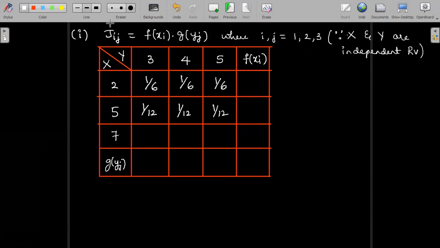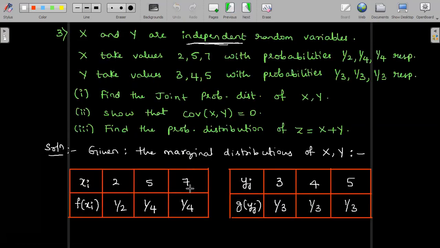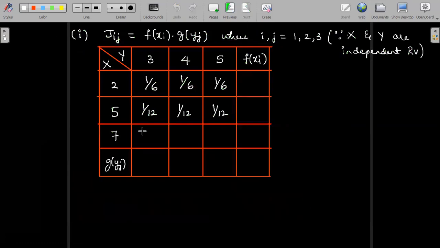Now the next value that I have to perform is for x3 equal to 7. For x3 equal to 7, f of x3 is 1 by 4. This 1 by 4 should now be multiplied with every g of yj for the third row. So again 1 by 4 with 1 by 3 for every column gives us 1 by 12.